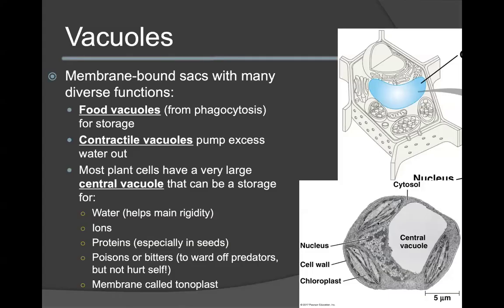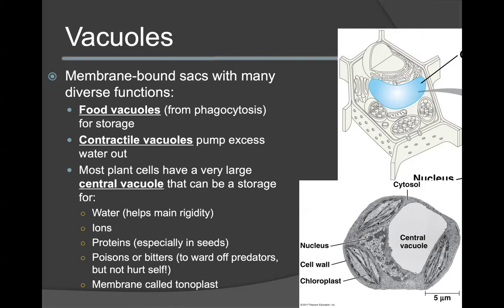Vacuoles are another important structure of this eukaryotic cell. Vacuoles are membrane-bound sacs that can have very different functions depending on the cell type. Some vacuoles can be termed food vacuoles when they result from phagocytosis, and they can be used for the storage of food particles. Some vacuoles can be contractile by pumping excess water out of the cell.